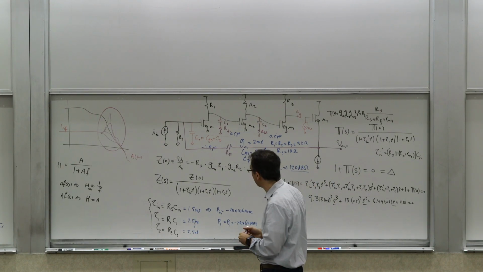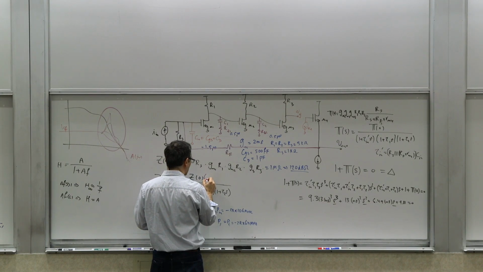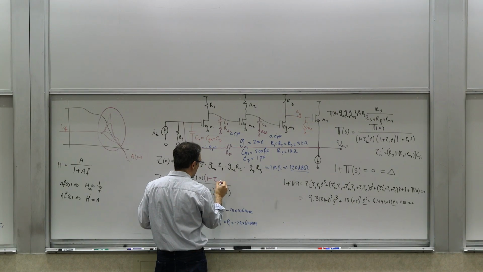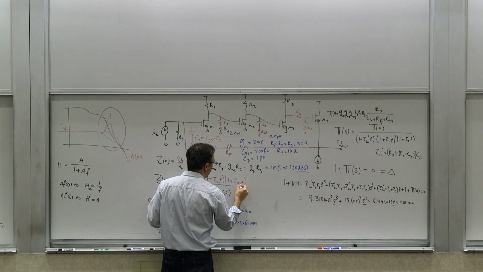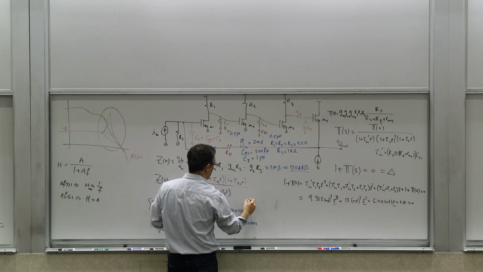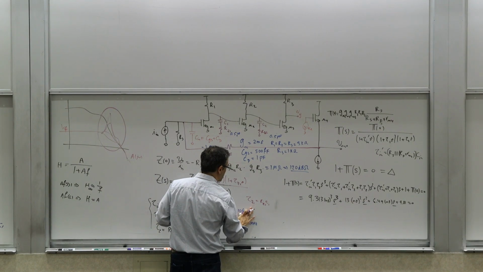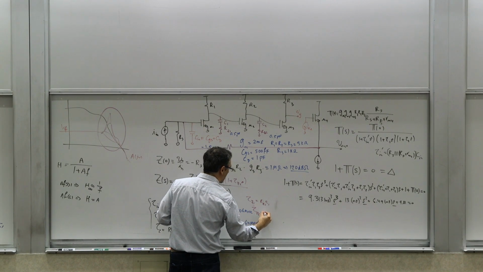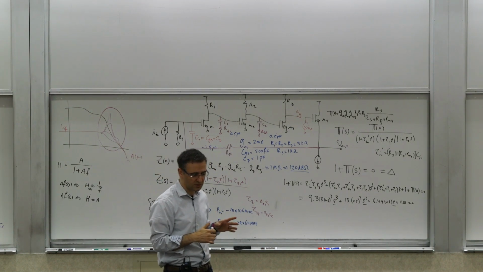So the new transfer function is going to be the same as the old one, the open loop transfer function, times 1 plus tau z1 s and 1 plus tau z2 s. And you can easily calculate these two. Basically, these tau z1 and tau z2 are these RCs. So tau z1 is really RZ1 C1, and tau z2 is RZ2 C2. We've done these kind of things before, so it's pretty straightforward.